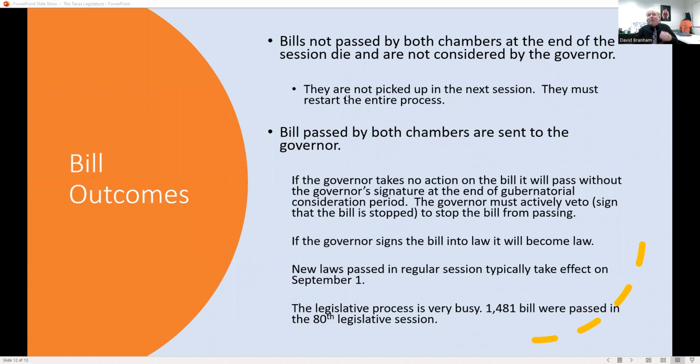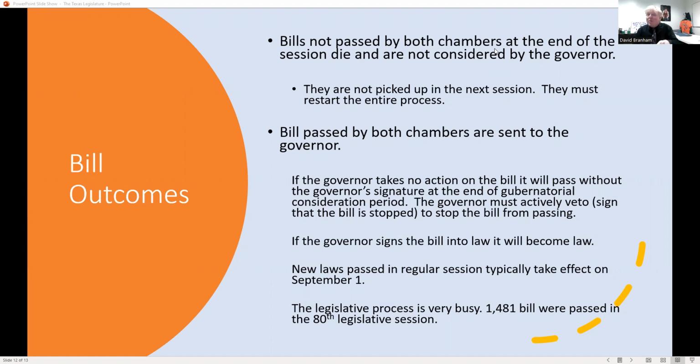Bill outcomes: bills not passed by both chambers at the end of the session die and are not considered by the governor. And they are not picked up at the next session either. They have to restart the entire process over. So if a bill dies, even if it's on the brink, it's on the calendar, about to go up, and doesn't get voted on, next session, it has to start all over again.